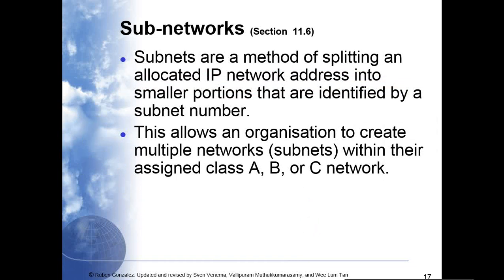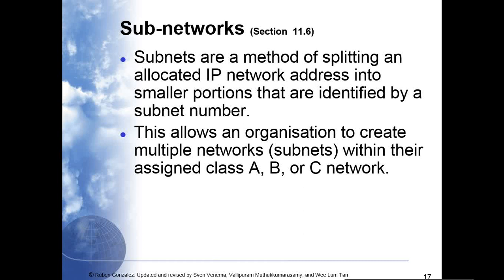One of the things that we've done to try and reduce the impact of not having enough addresses is use this idea of subnetworks to split our bigger networks up into smaller networks. All right, so subnets are a method of splitting an allocated IP network address into smaller portions that are identified by a subnet number. So we're basically chopping our bigger chunks up into smaller chunks. So that allows an organization to create multiple networks or subnets within their assigned Class A, B, or C network.